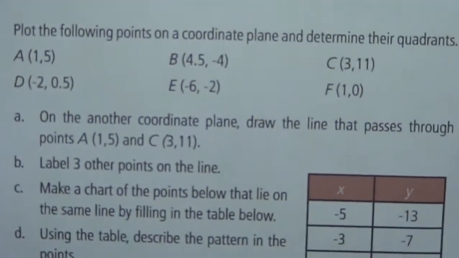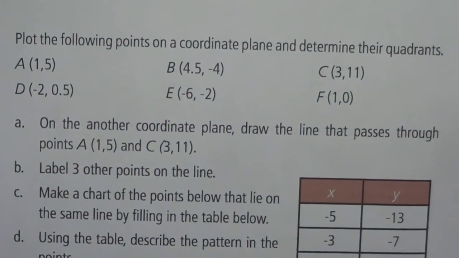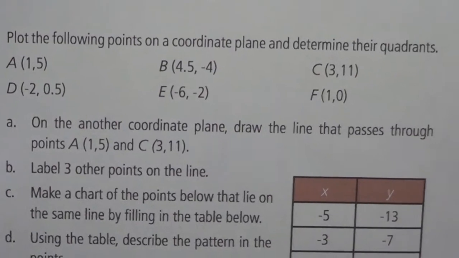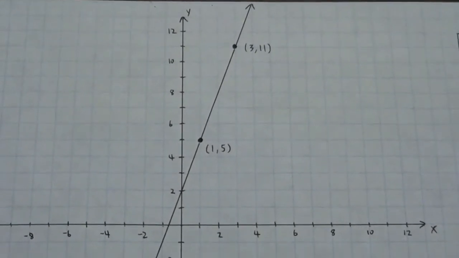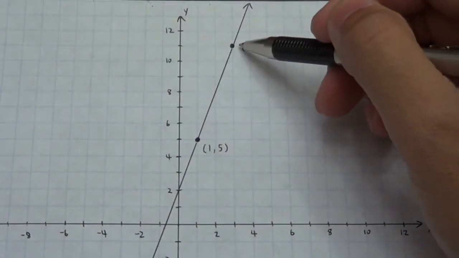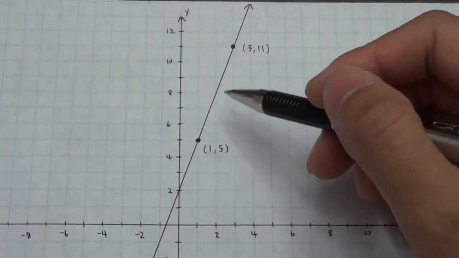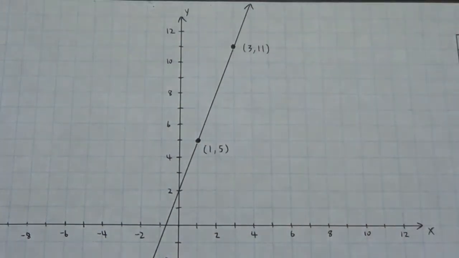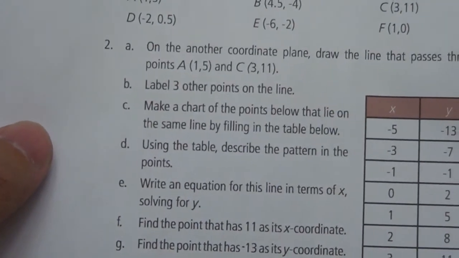Okay, for 2a, it wants us to draw a line that passes through points (1, 5) and (3, 11). And to save time, I already did it right here. So we have (1, 5) right there and (3, 11). The line is drawn through it, and with that line we are able to identify other points. And that's what they want us to do for 2b.